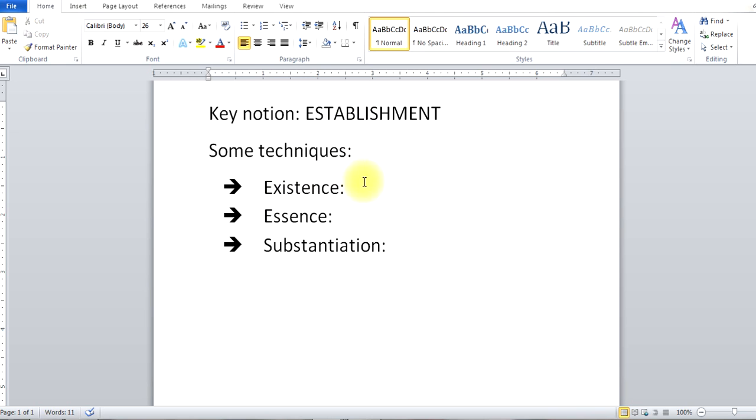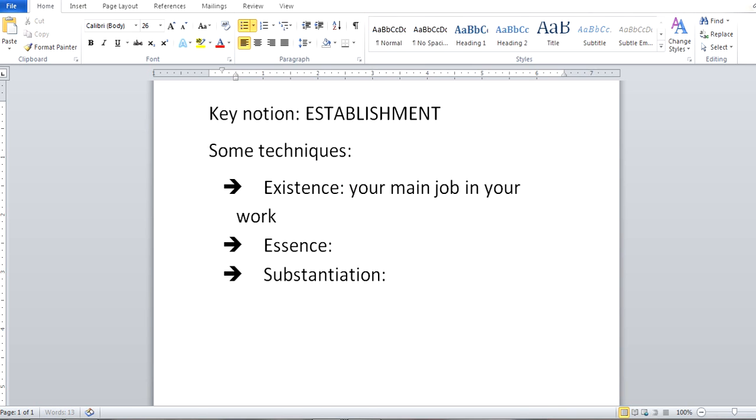So let's look at existence. When you employ the argumentative technique of existence, your main job in your work is to show that X exists, whatever X is. X is your topic, the thing you're trying to find. But no one has really shown that it's there. Your job is to show that it's there.